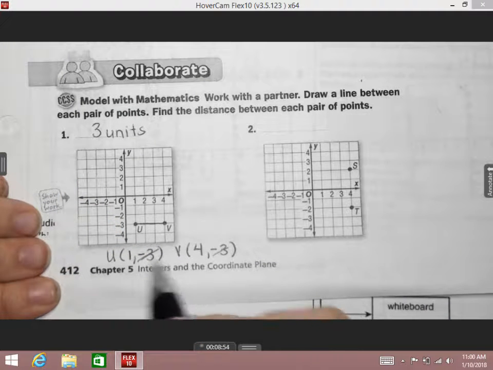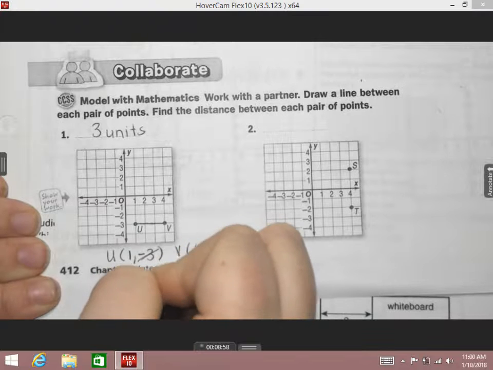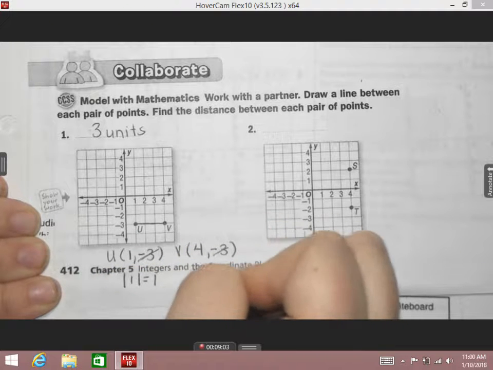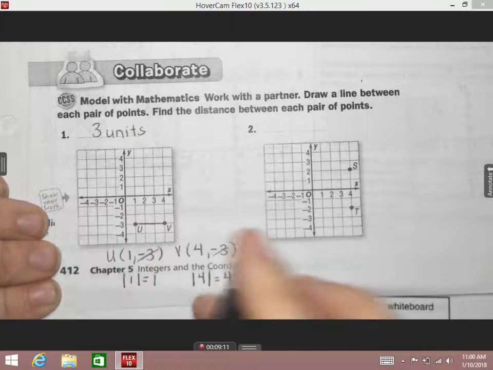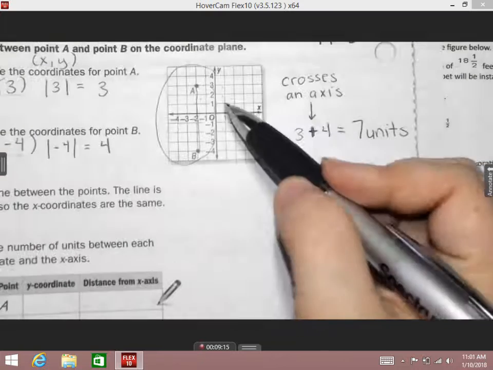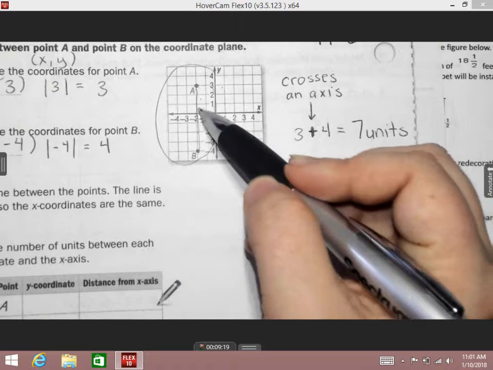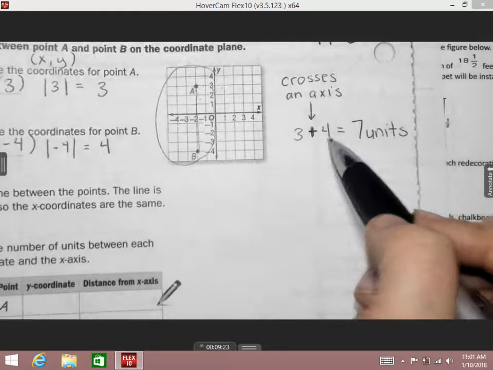So now I'm looking at 1 and 4. What's the absolute value of 1? 1. What's the absolute value of 4? 4. And again, I'm using absolute value because absolute value tells me distance. Do y'all agree with that? Now there's something different about this problem. Up here, we said because it crosses an axis, we're going to add them, because this went 3 above the x and 4 below, so we added it together.